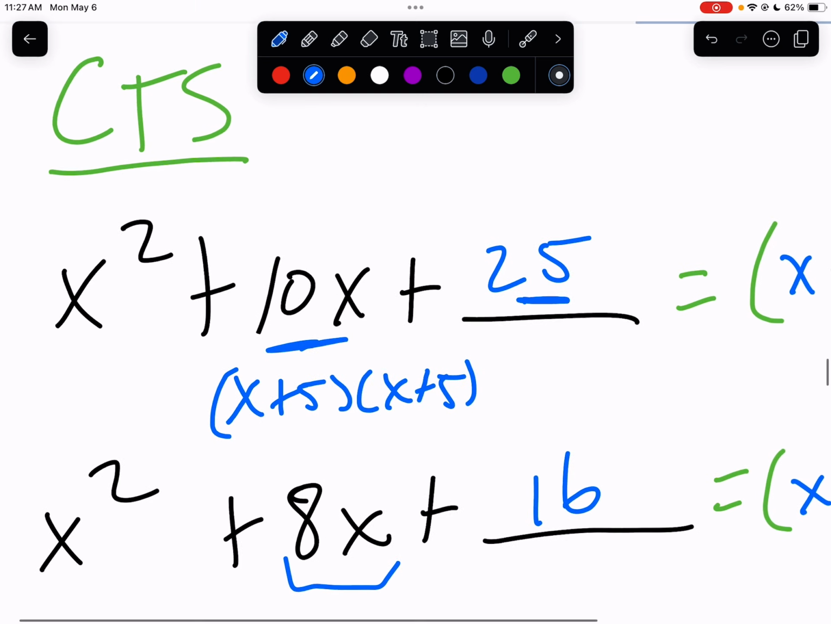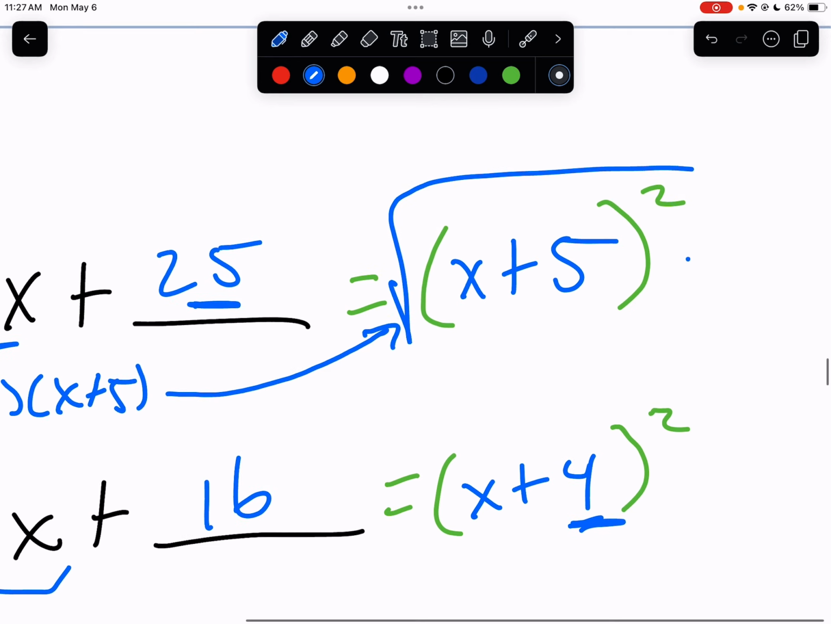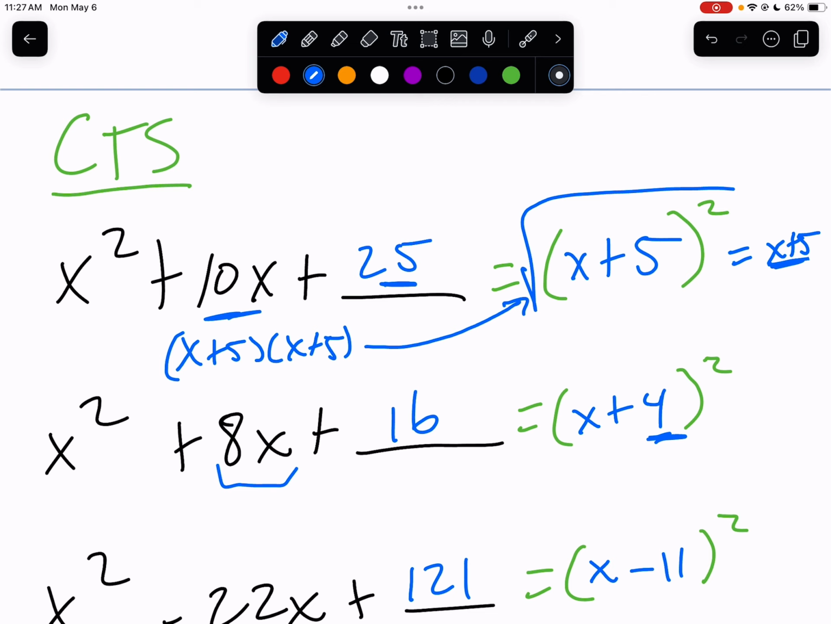And isn't that the same as x plus 5 squared? What is the square root of x plus 5 squared? Well, that's just x plus 5. That's a big deal. That is a perfect square. We completed the square. We took this, we added 25 to it, and we made it a perfect square. Now, keep in mind, when you add 25 to it, it is a different number. We're going to have to make adjustments.